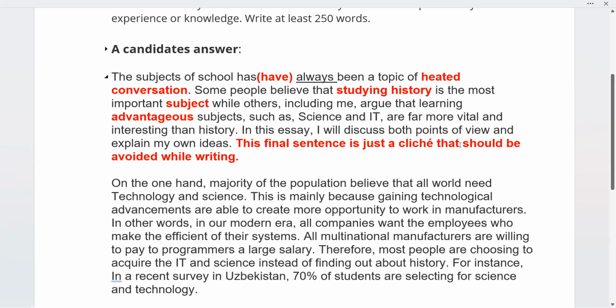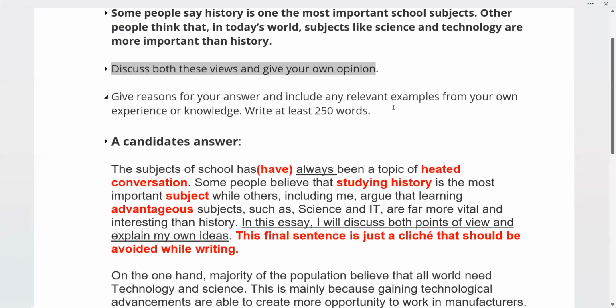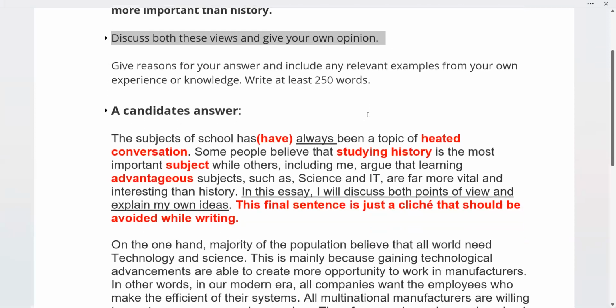Now let me explain. So the reason why I call this final sentence a cliche is because the question is asking you, discuss both these views and give your opinion. If your mom asks you, do the laundry, do you say, I will do the laundry, or do you just go and do the laundry? Of course, you just go and do the laundry. So basically, it's just like repeating what you've been told, and this is not really a good idea.